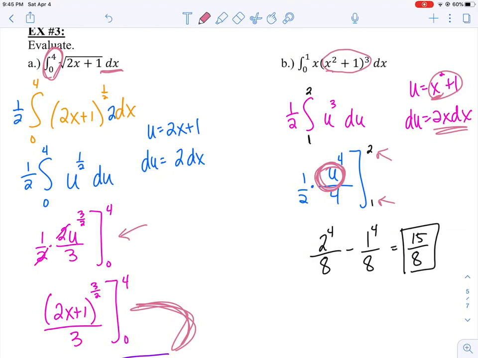Okay? So try a few ways, see which way you like best. Do you like the x limits and go all the way through, or you like to change them to u limits and then substitute in at your u step? Try it, see what you like, see what you feel more comfortable with.